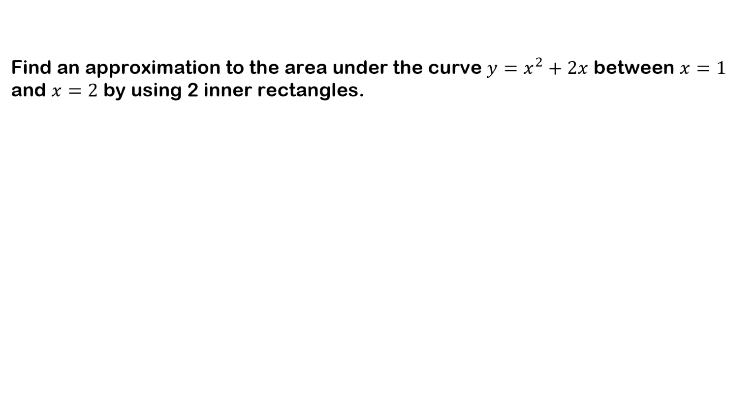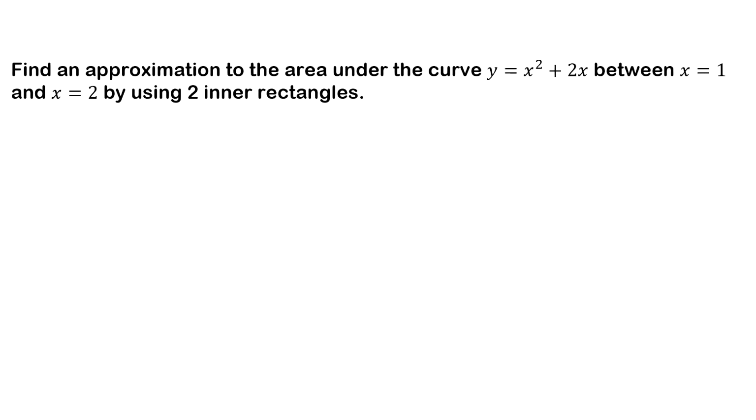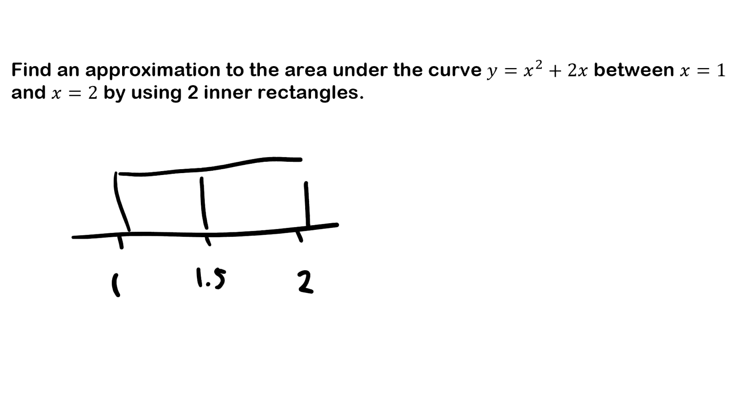So we need to find an approximation to the area under the curve y equals x squared plus 2x between x equals 1 and x equals 2 by using 2 inner rectangles. Now, it's important to note that if we had a graph here and we have x equals 1 down here and x equals 2 here, if we were trying to make 2 rectangles in here, we would need to have something like this. Alright, so here are our rectangles. Let me do them a little bit better, going across here like this. Alright, so we need to know the height for that 1 and the height for that 1.5.